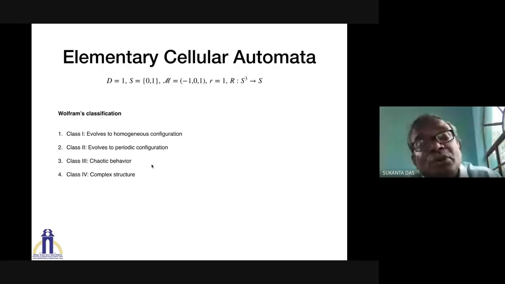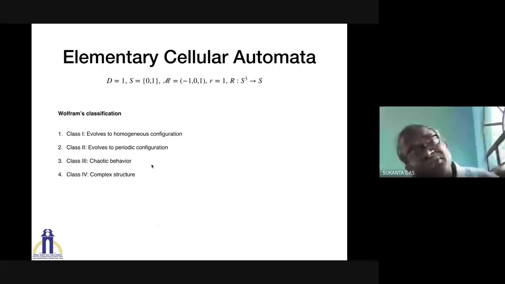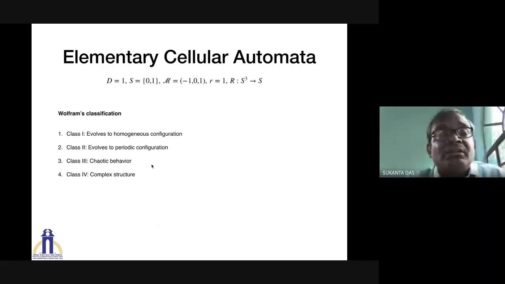Class 1 CA evolve to a homogeneous configuration like rule 0. After some time steps, it reaches all 0 or all 1, a very homogeneous configuration. Class 1 CA are very simple; they don't have this beautiful structure. Class 2 CA are also simple. They evolve to periodic configurations, like a blink from all 0 to all 1. Third and fourth classes are very important.